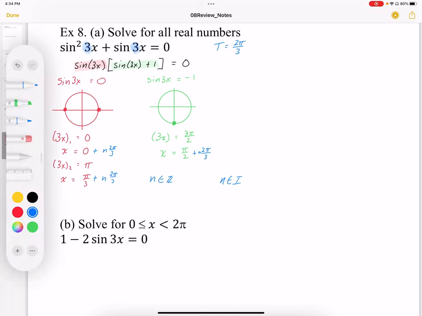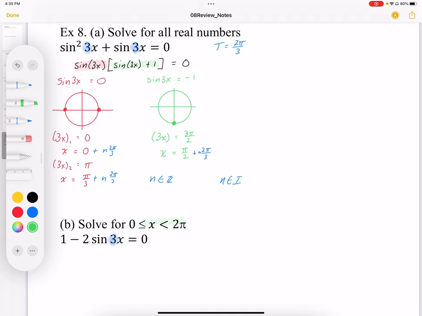In part B, we're dealing with a similar problem where we have this horizontal compression that we're going to have to make sure we worry about, because that's going to affect our period. And this one's a little bit easier because it's a linear equation. We don't need to solve the quadratic, but we still need to solve for the sine. We need to solve for the angle, and then we need to use the period. Now, where this one differs is that we only want the repetitions between 0 and 2 pi.